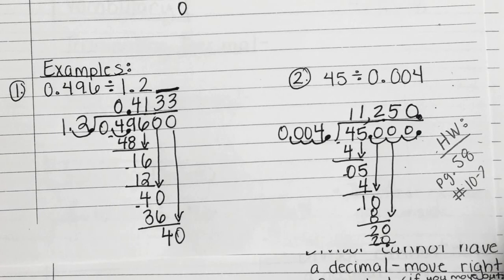Think about what you started with. You started with 45 and you ended with 11,250.